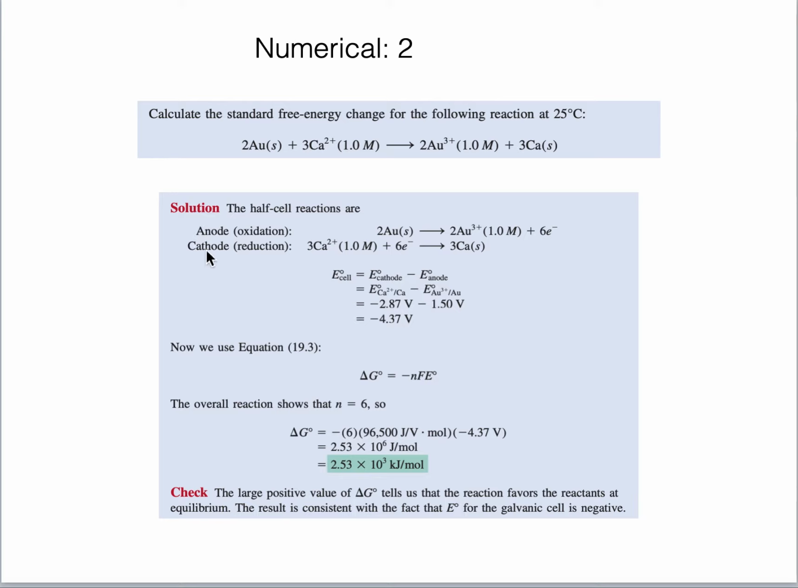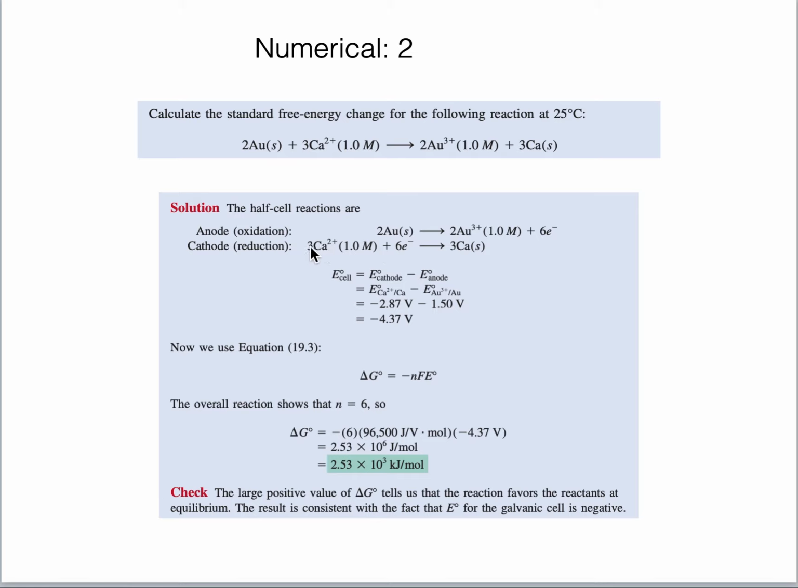Now for the cathode reduction reaction, what does it give? 3 moles of calcium 2 plus are reduced to 3 moles of calcium solid. It means 3 moles of calcium 2 plus are reduced by 6 electrons, which will give 3 calcium. It means an individual calcium is being reduced by how many electrons? 2 electrons. Each individual calcium 2 plus is being reduced by 2 electrons.